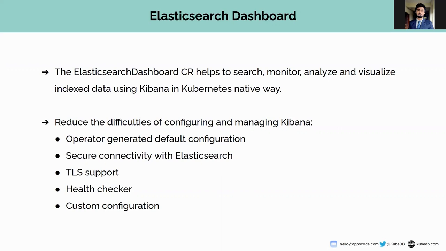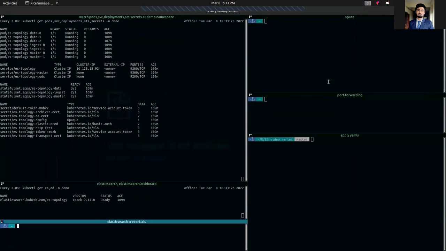Elasticsearch provides TLS support so that we can establish a secure connection with the Kibana server. It also maintains a continuously running health checker to ensure the dashboard instance is running smoothly. And with custom configuration support, you can provide as many configuration settings as you want. Okay, so let's go to our workstation.